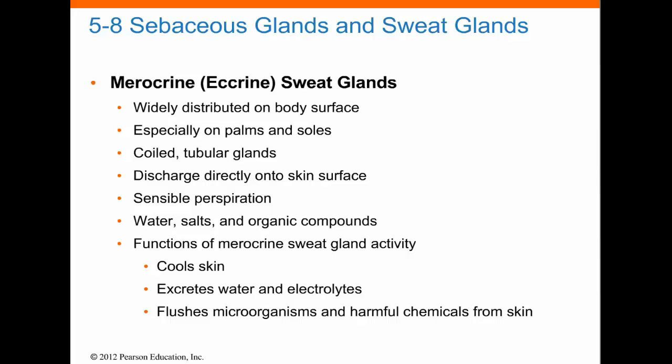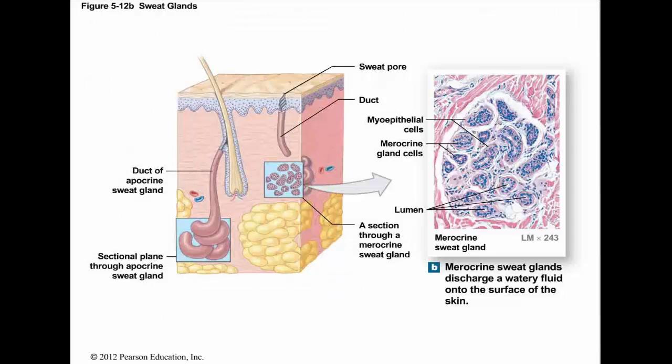But sweaty palms, again, are under nervous control. So some of us, when we become quite nervous, can get sweaty palms. So the merocrine glands are under autonomic nervous system control. So here's another diagram showing you the apocrine glands, which are attached to the hairs, and the other sweat glands, which are not associated with hair follicles.